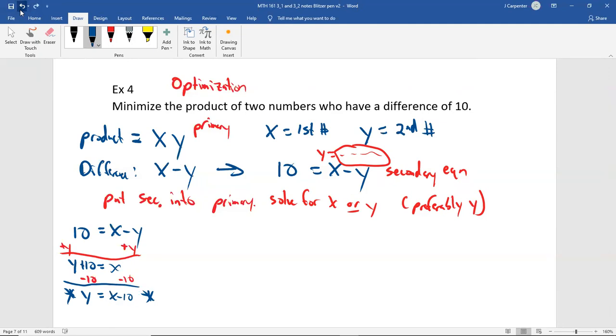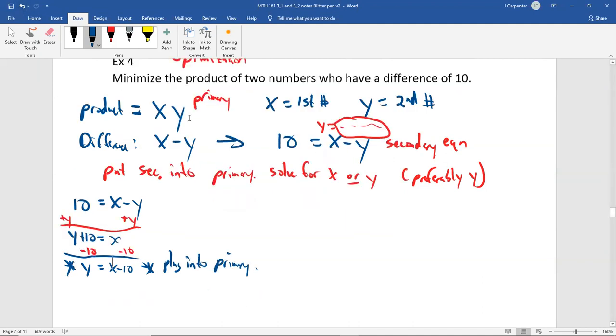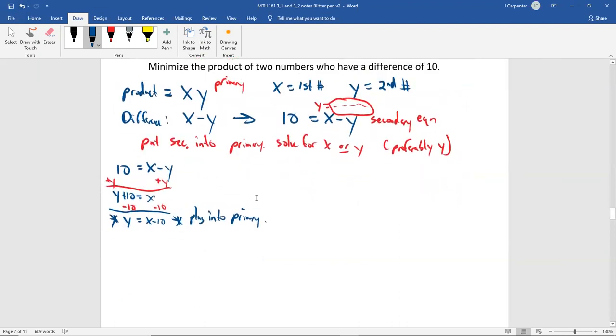All right, let's remove my Madden drawings. So now we plug this into the primary. All right, so the product is equal to x times x minus 10. Once again, I want to circle one last time: this is now what y represents. So in this equation, we wrote x minus 10 instead of y. That's how we got this.